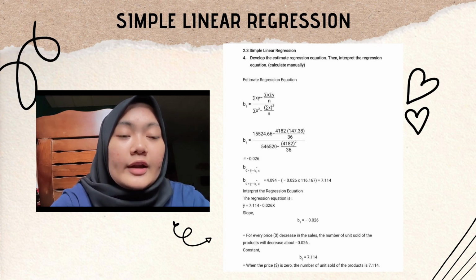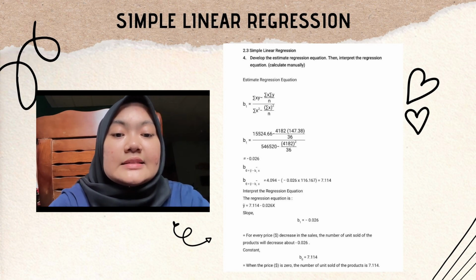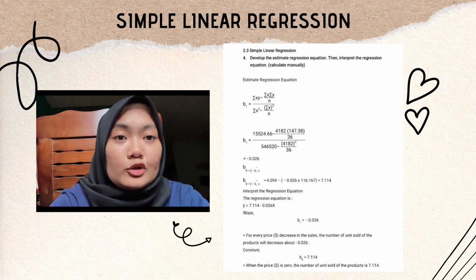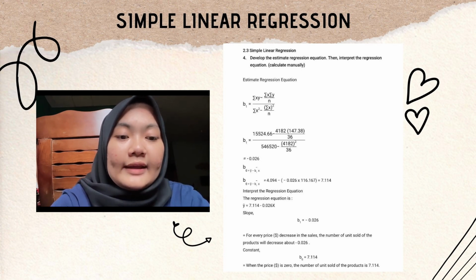0.026. For every unit increase in price, the number of units sold of the product will decrease by about 0.026. For the constant, B0 equals 7.114. When the price is 0, the number of units sold of the product is 7.114. Okay, that's all. Thank you.